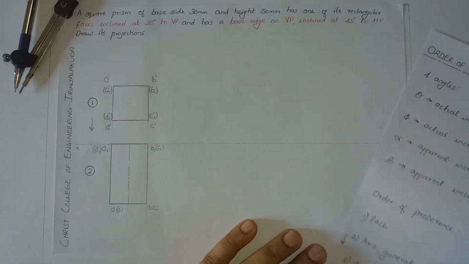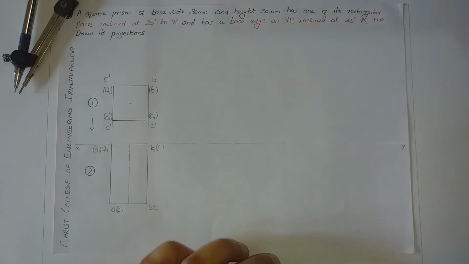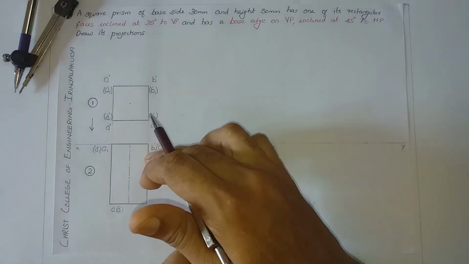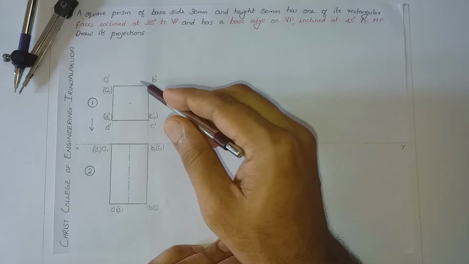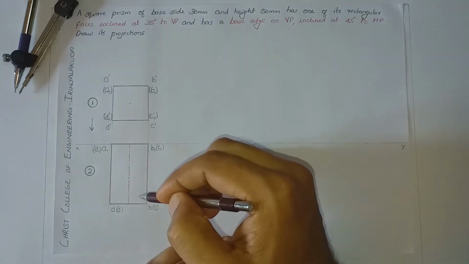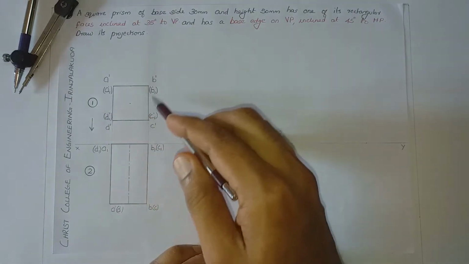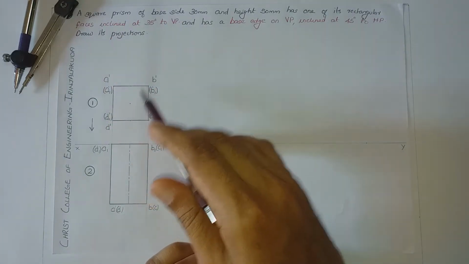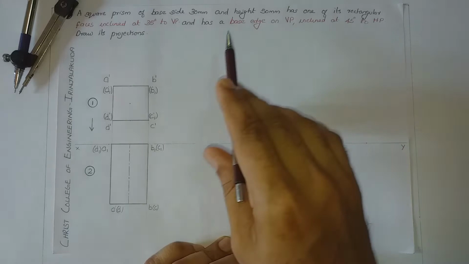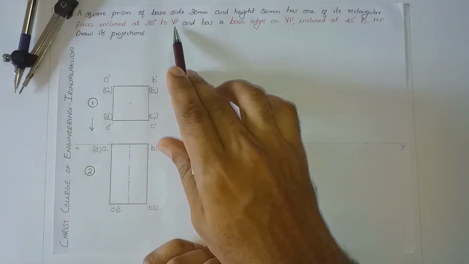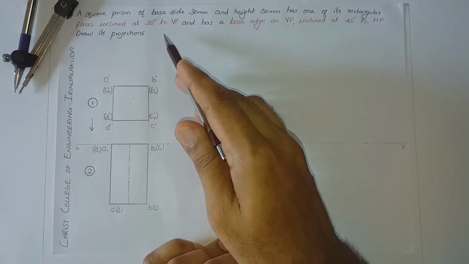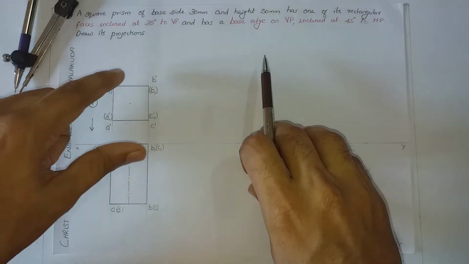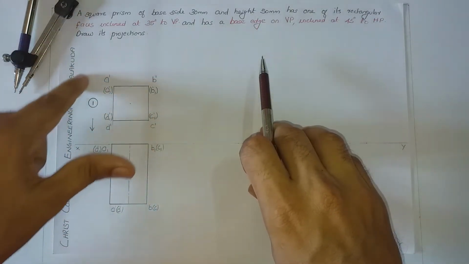So we have already made that decision. Now, in order to draw the base shape, I have already drawn it. I have drawn the front view as a square and the top view as a rectangle. I drew the base shape of this square prism first because the inclination with respect to VP is given first. If we have to give the inclination with respect to VP, it is preferable that the base shape must be in the front view.